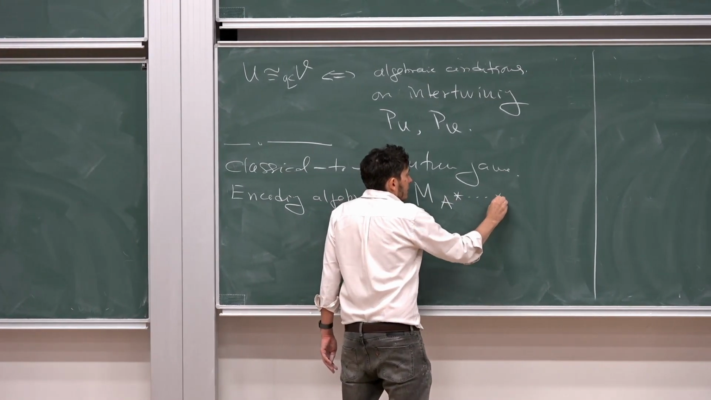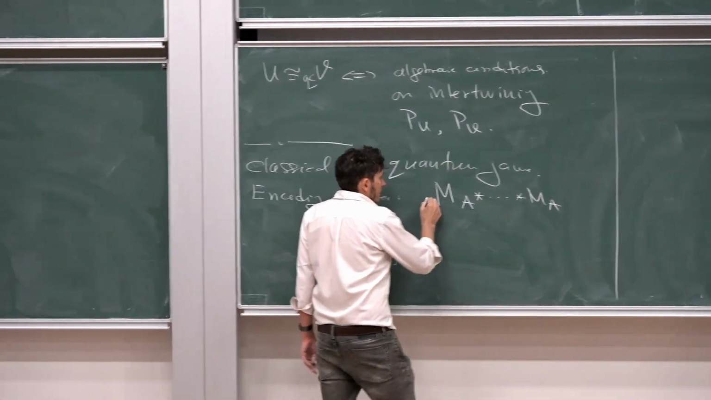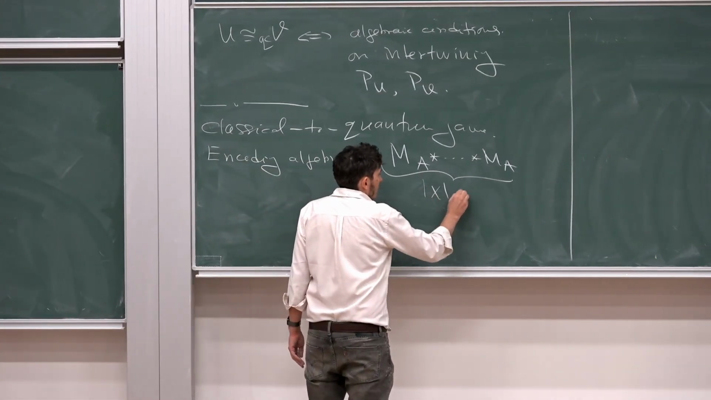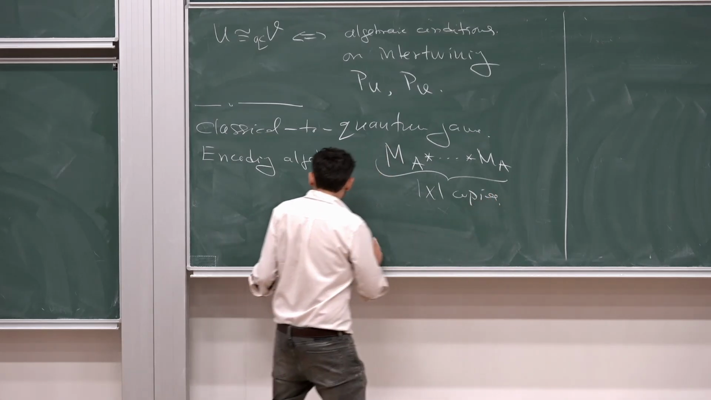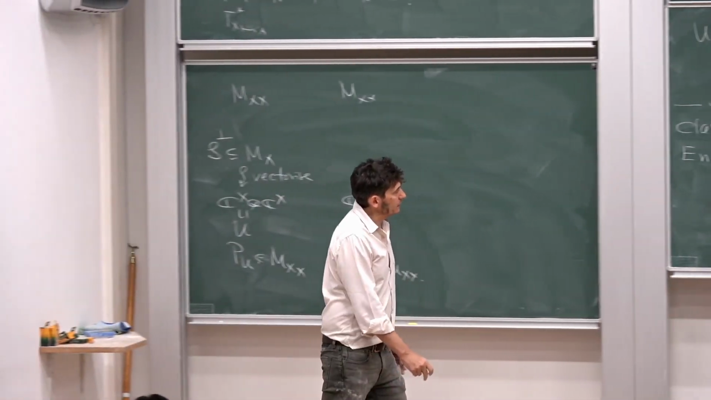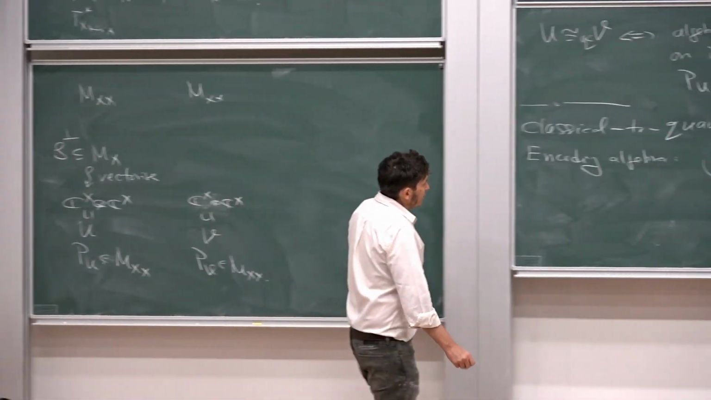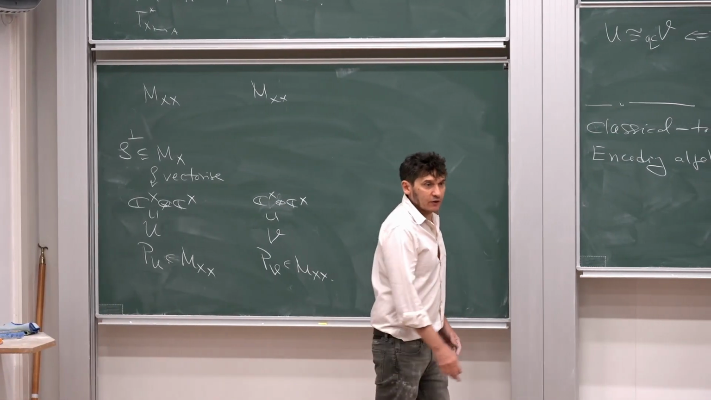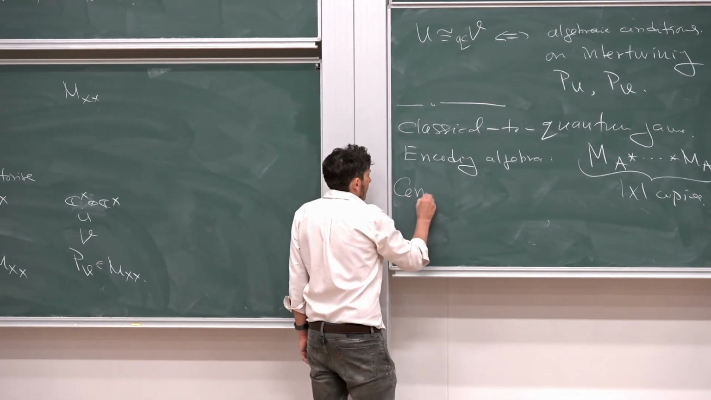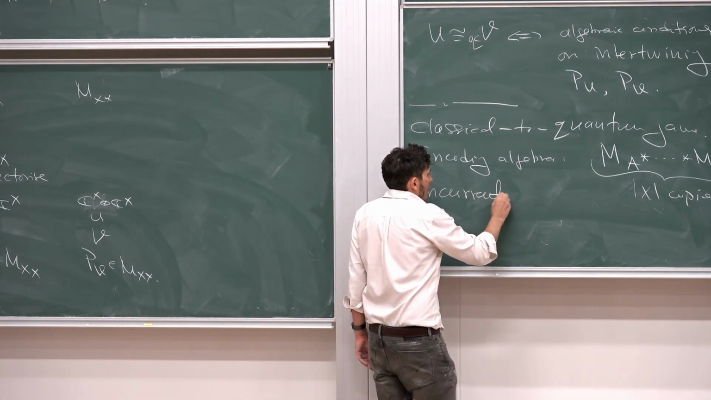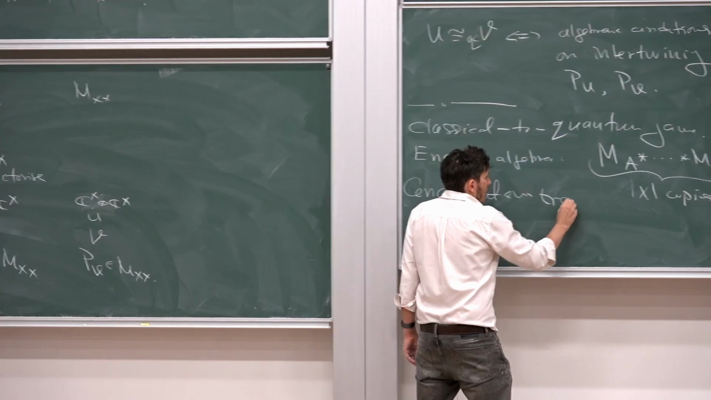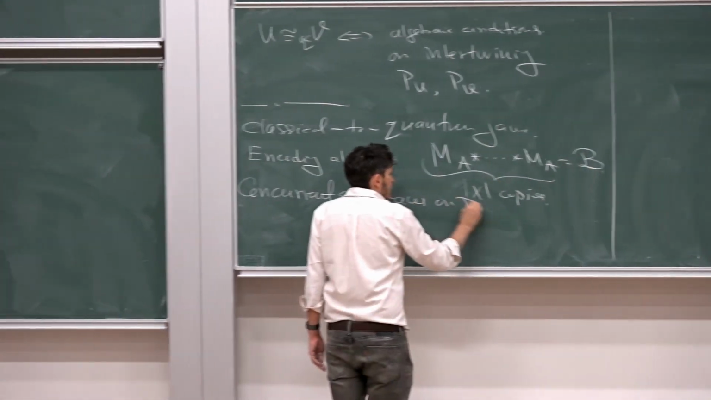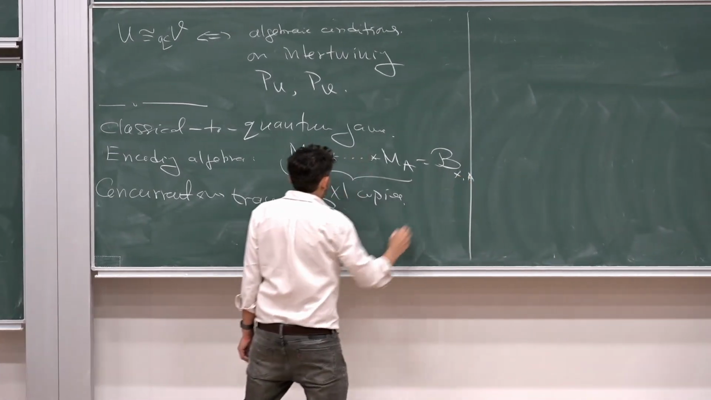I will take the free product of some copies of the matrix algebra over A, X many copies. This is on Alice's side, similarly on Bob's side. Now, if you have a corresponding concurrent strategy, it also arises from traces on this algebra, let me call it B. Traces on B depend on X and A.